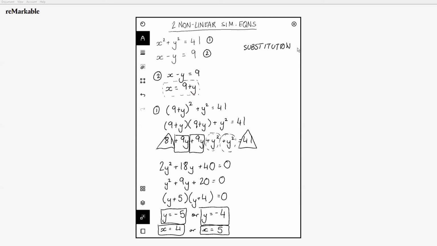And you can see here that if we put these values back into equation 2, then 4 minus minus 5 gives 9. And if we put these values back in, then 5 minus minus 4 gives 9. And if we look at equation 1, then 4 squared is 16, plus minus 5 squared is 25, and that gives us 41. And you would do the same here, and that also gives us 41.